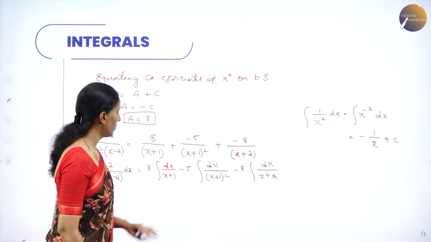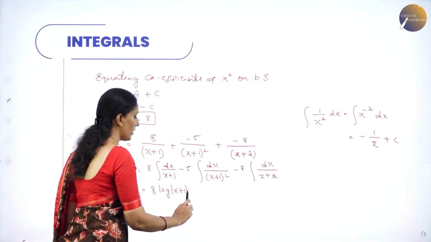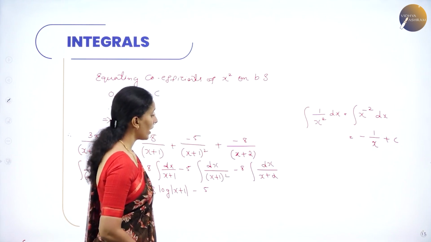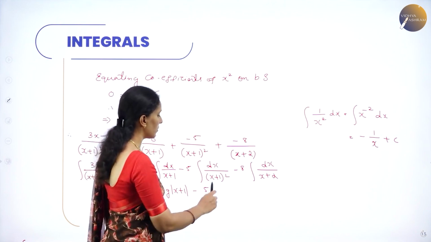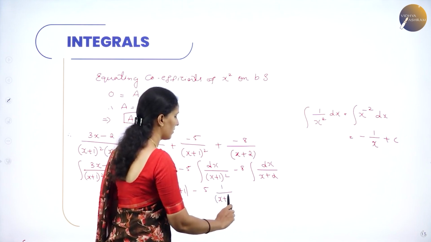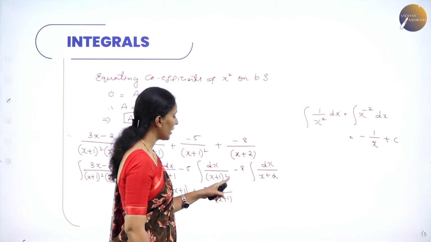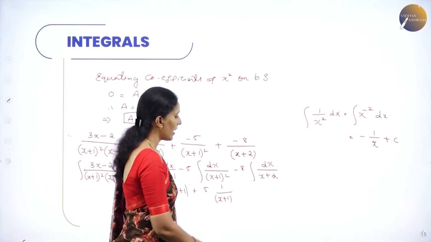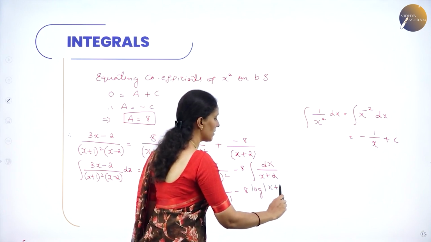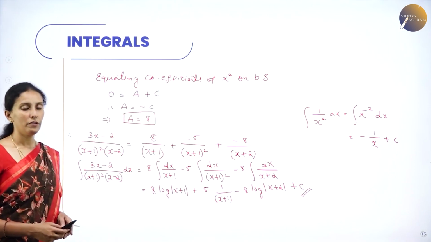So therefore here also you can write it as 8 log modulus x plus 1 for the first one, minus 5. So here you have 1 divided by (x plus 1) whole square. So this can be written as minus 1 divided by x plus 1, minus times minus becomes plus, so when you have x plus 1 whole square in the denominator, it reduces to power minus 1. Then minus 8 log of modulus x plus 2 plus c. So this is the integral of the given rational function.